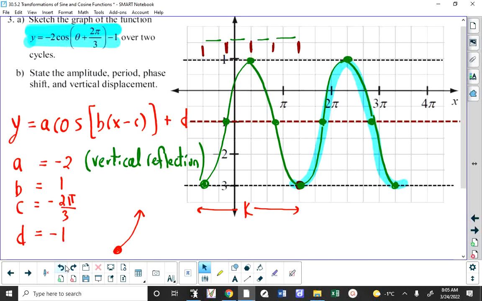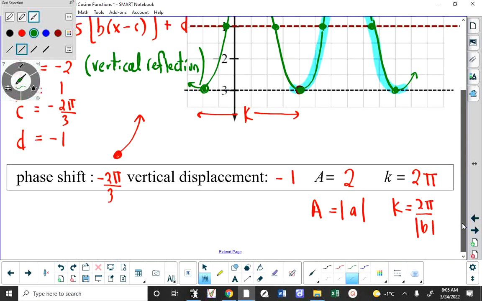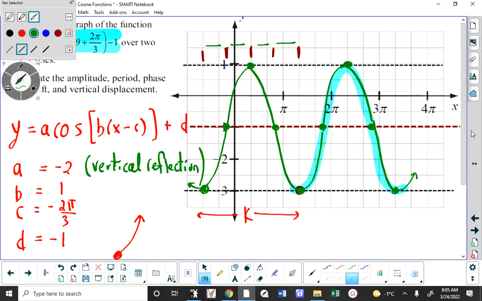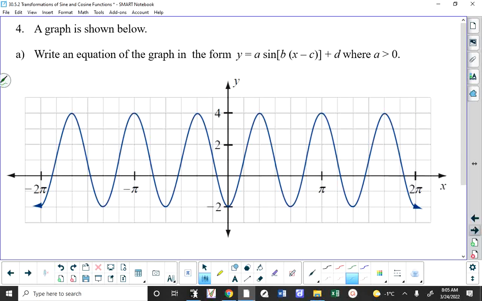I suppose what we could do, just to be clear, is put arrows on the ends of these to indicate that it goes on. But we've graphed the function, and then we've listed all of these properties that we were asked to list. Let's take a look now at example 4. Example 4 gives you a graph and asks you to find the equation of the function. Now, 4a says we want a sine function, and we are forced to use a positive value of a. So you're not allowed to be clever in this question and use a as a negative number, which might make your job easier in some cases.